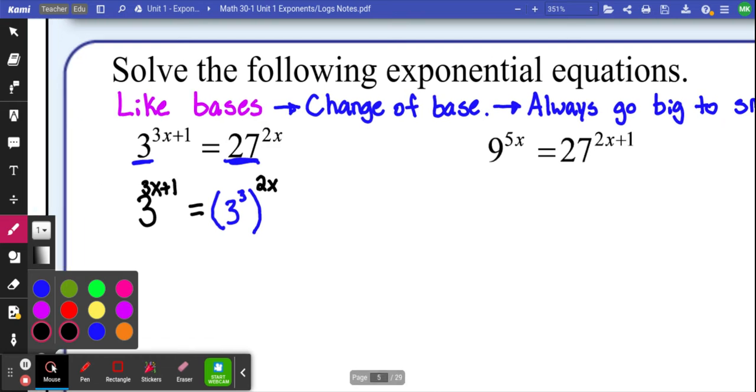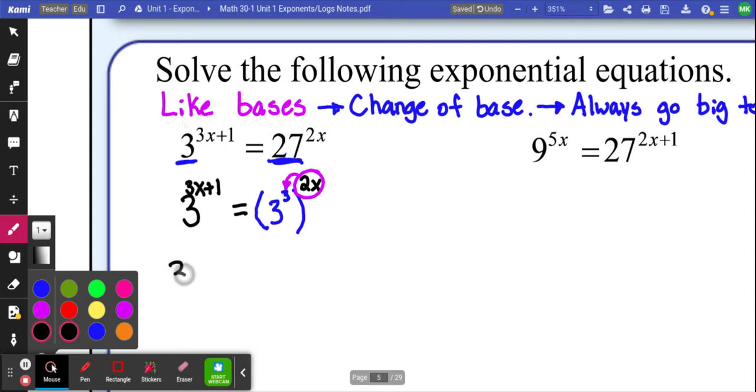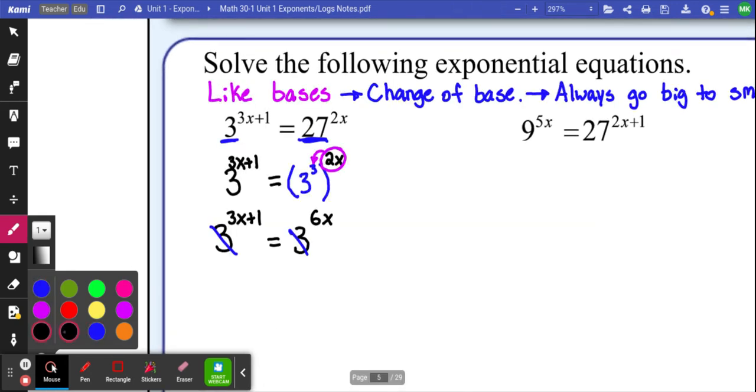Perfect. I have an exponent with an exponent. Multiply that in. So I now have 3 to the power of 3x plus 1 equals 3 to the power of 6x. And now I have like bases. These things are both base 3. Which means I can get rid of the base and focus on making the exponents equal each other. I have 3x plus 1 equals 6x. That is a linear equation, meaning highest exponent is 1.